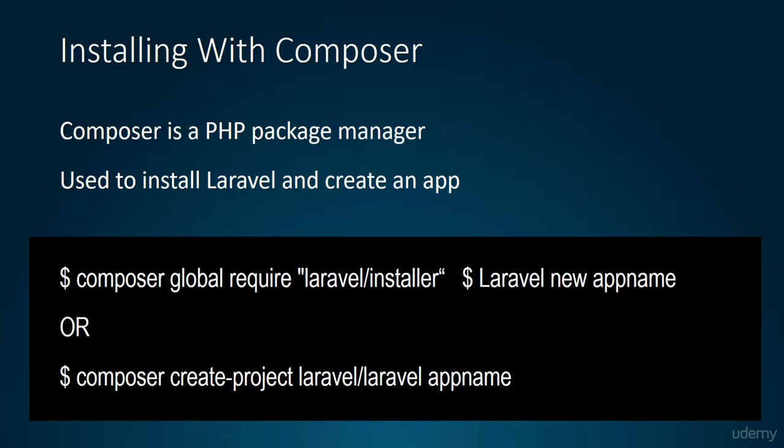All right, so the way that we install Laravel is with Composer, which is a PHP dependency manager or package manager, similar to NPM for Node.js if you've ever worked with that. It's used to install Laravel as well as create an application. You can either do it like this, composer global require the installer, and then you can actually run laravel new and then the application name, or you can just use composer create-project and just say laravel/laravel and then your application name. So very easy. We'll be using this method.